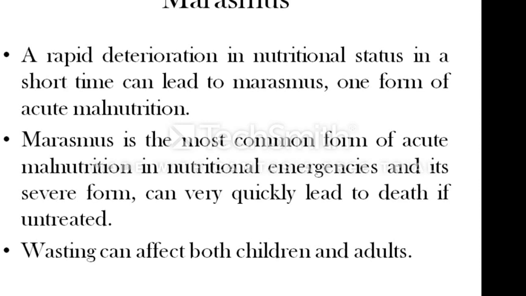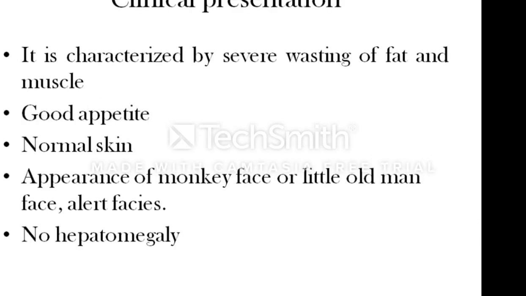So wasting can affect children and even adults. Marasmus can occur in childhood or in adults, okay? A majority of times, it is characterized by severe wasting of fat and muscle. The child has a good appetite. They have normal skin. The appearance is of a monkey face and a little old man, or they have alert faces. They are looking alert, but they are not able to reach out for food.